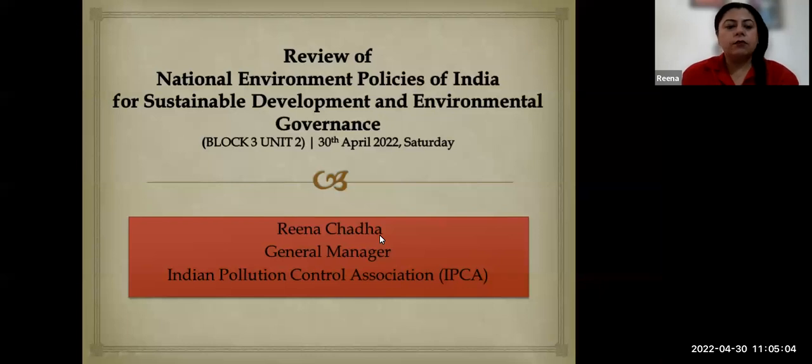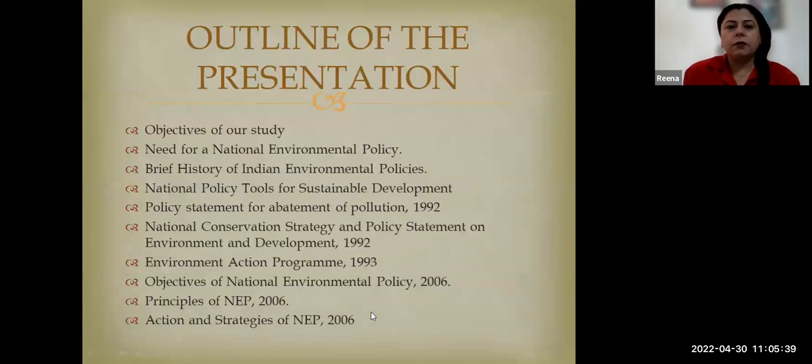So after discussing what is policy, what led to the development of national or international policies, and what the environment was internationally, now we will be discussing what the policies of India are and how they help us in sustainable development and environmental governance. Without these policies it will be very difficult to ensure that we are taking a path towards sustainable development. So this will be the outline of my presentation.